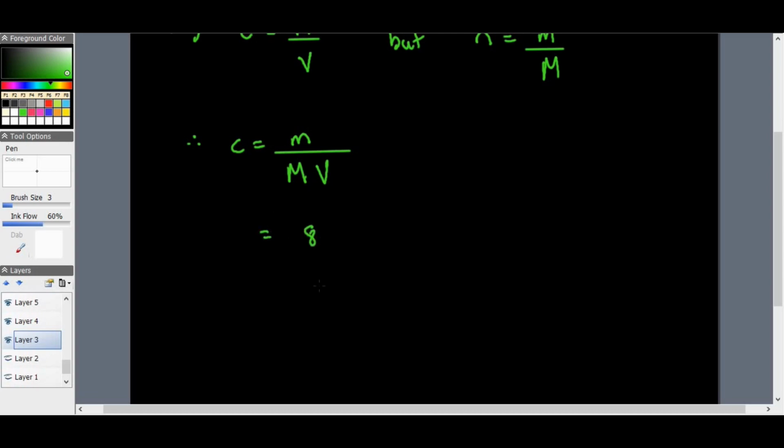They told us 8 grams of sodium hydroxide. We know that the molar mass of sodium hydroxide, sodium is about 23, oxygen 16, and hydrogen 1. So 23 plus 17 is in essence 40. So we got 40 for the molar mass of sodium hydroxide times the volume, which is 250 cubic centimeters, but we're going to convert that to decimeters cubed. So that's 0.25, and therefore the concentration of sodium hydroxide is 0.8 mole per decimeter cubed. That's our final answer.